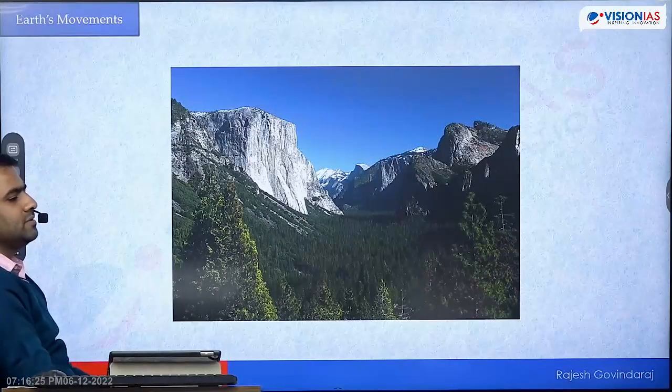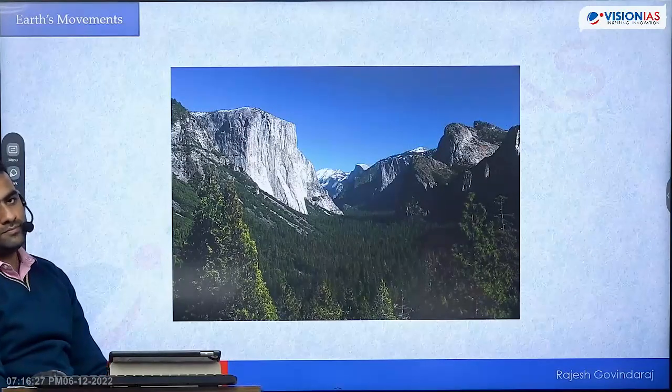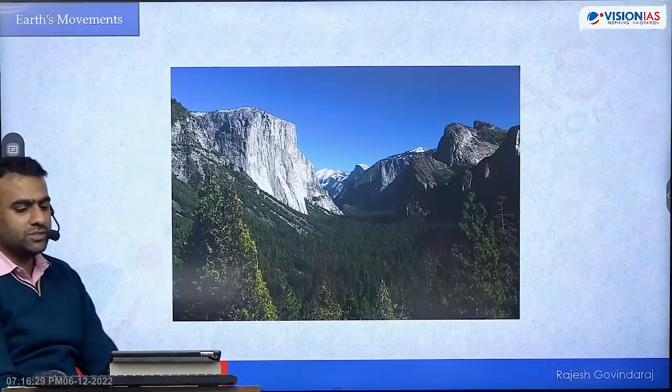Fold mountains and block mountains. Any doubts here?